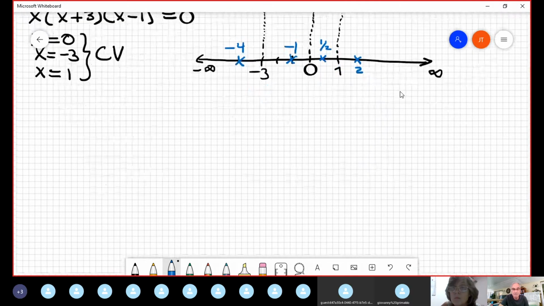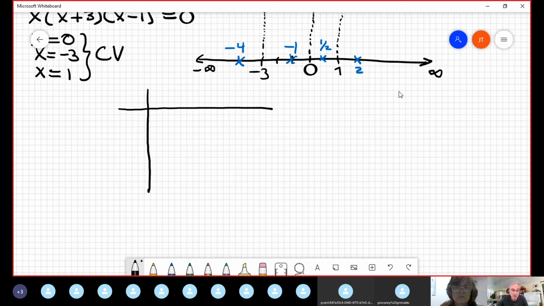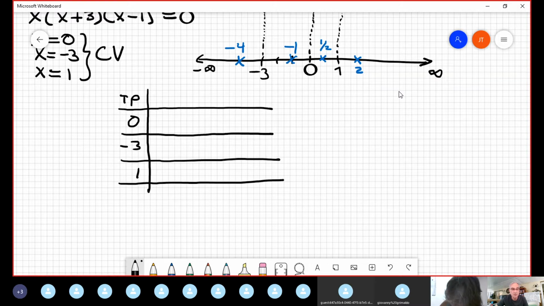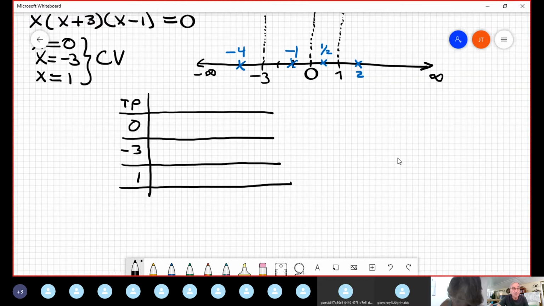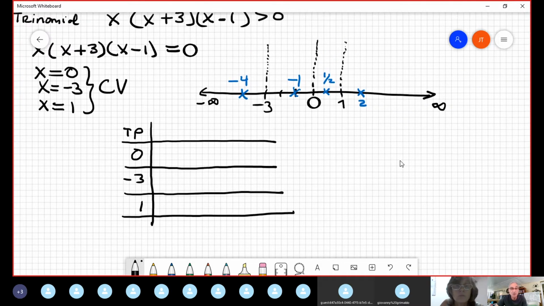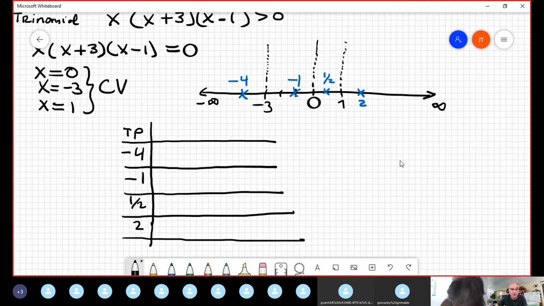Everyone follow me so far? Okay, so we almost finished. Now, for finding that, you create one table. I want to see this analysis in the test guide: algebra, graphic, table. In the table, I always create one column called TP. TP is testing point. The rows are 0, negative 3, and 1, each row representing a critical value. Sorry, the testing points, not the critical values. The testing points are negative 4, negative 1, 1/2, and 2. You put here the testing point, TP, not CV.